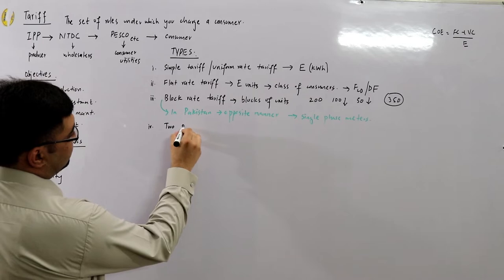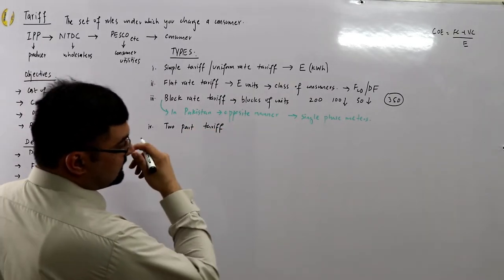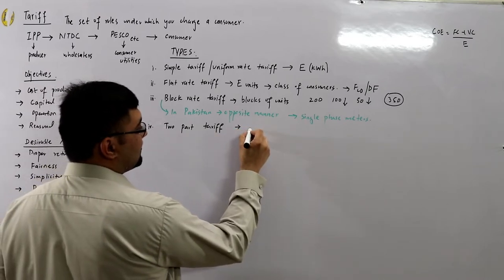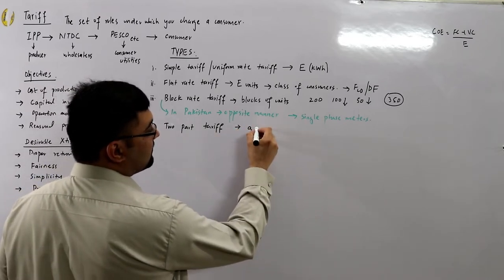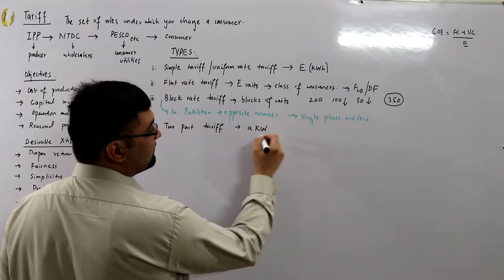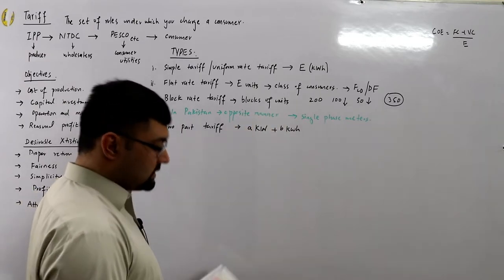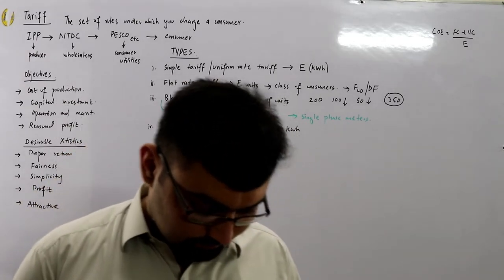Two-part tariff. Here you have a rate on the maximum demand, one cost, which is the fixed cost, plus running cost, which is a function of the number of electrical energy units consumed.